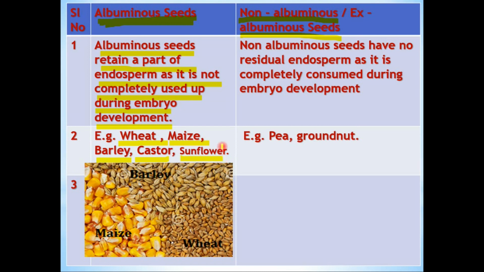But what happens in the non-albuminous seeds? In the non-albuminous seeds, the developing embryo has consumed most of the endosperm. So no residual endosperm remains in the seed. It has been completely consumed during embryo development. Such seeds are called non-endospermous or non-albuminous seeds, or ex-albuminous seeds. Examples of such seeds are dicotyledonous seeds, mostly the members of the pulse family, or dal. All the pulses have seeds with two cotyledons. Prominent examples are pea and groundnut.